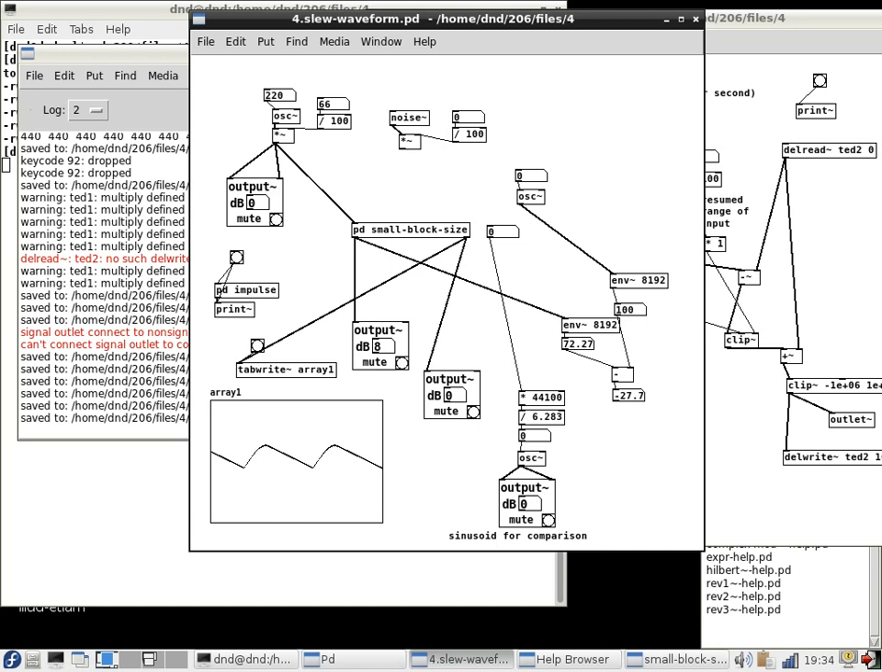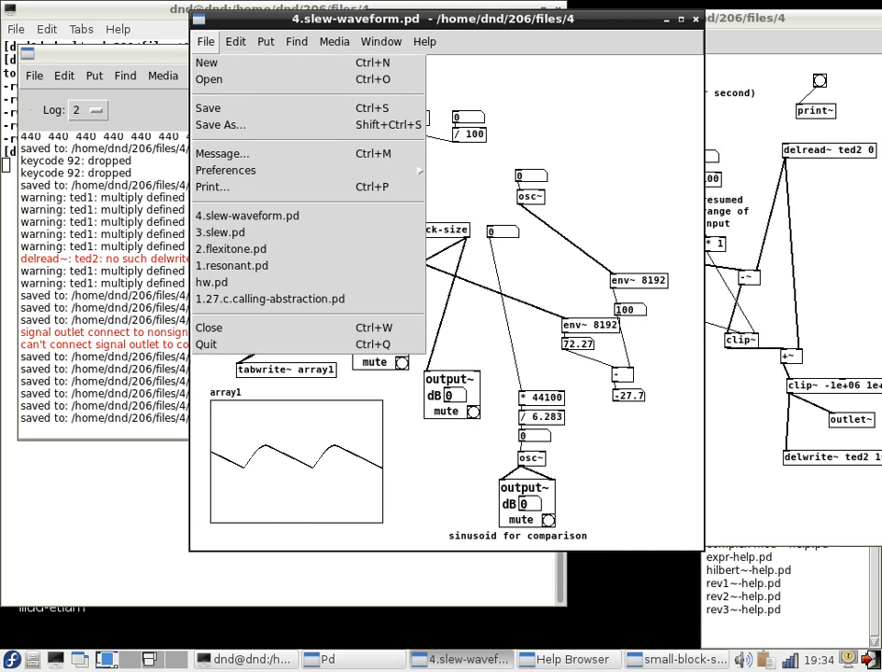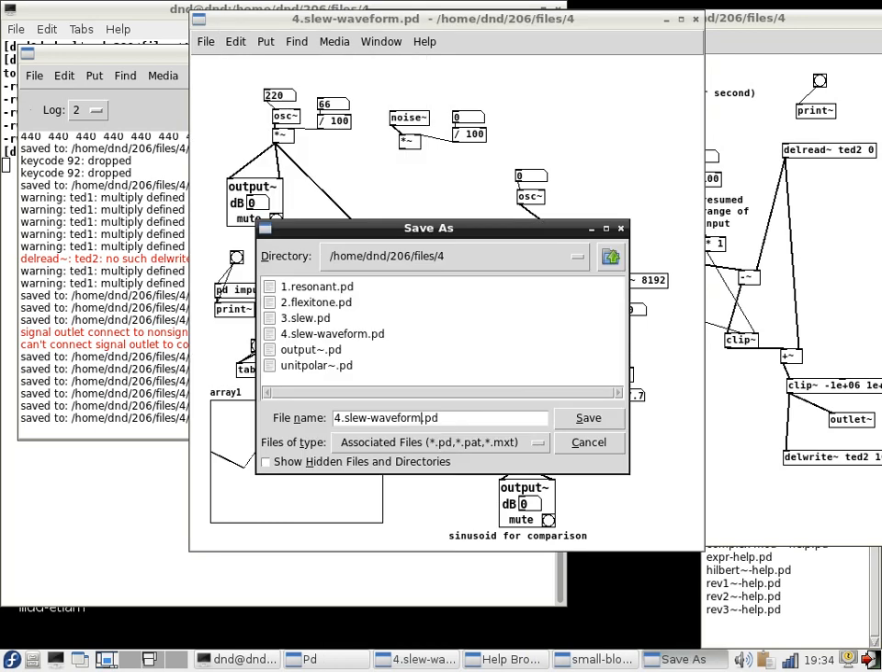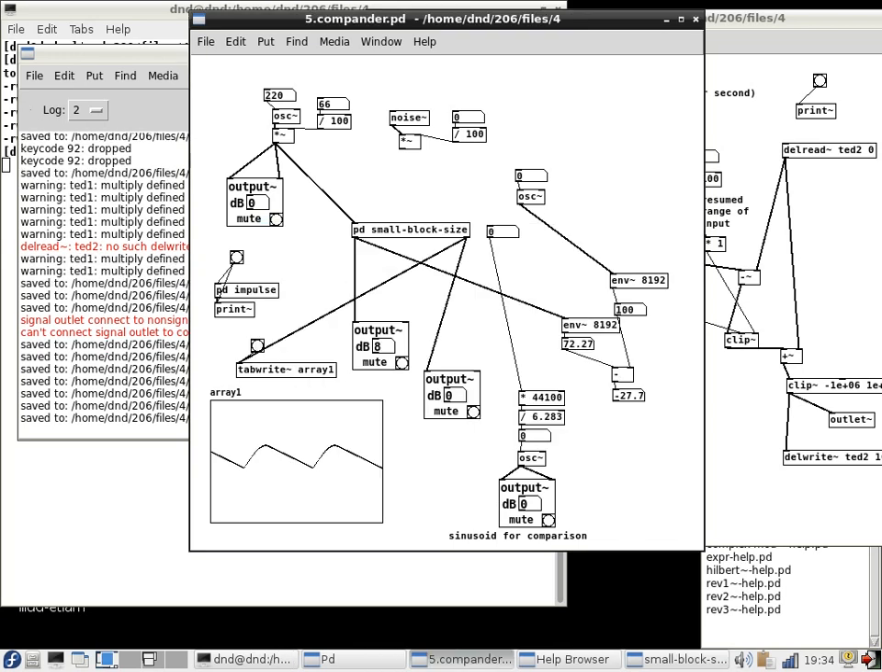Okay, so this is not a good example because the slewing is so fast that the measured level is actually going up and down during the life of the sinusoid. So this is not a slew generator acting as an envelope follower at all. If you want a slew generator to operate as an envelope follower, let's do this in a different window. So we'll save it as, and now it's going to be 5, and we're going to work toward a compander, although I don't know how far we're going to get.